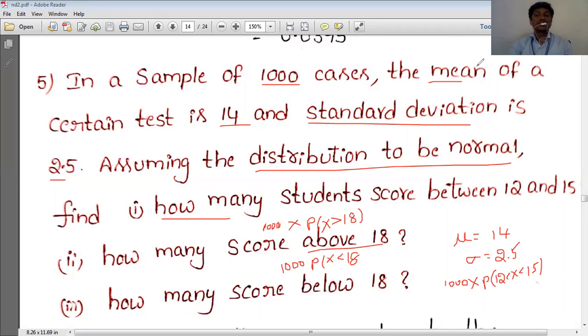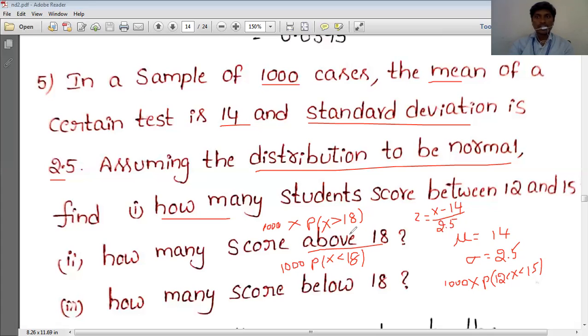So simply we have to use z equals x minus mu by sigma. Mu we already know is 14 and sigma is 2.5, so z equals x minus 14 by 2.5. First you need to calculate for x equal to 12 and next we choose 15. Check whether both are positive, both are negative, or one is positive and another is negative. In the same way for more than and less than, you need to find z1, and if it is more than, there are two cases: one is greater than 0 and another is less than 0.